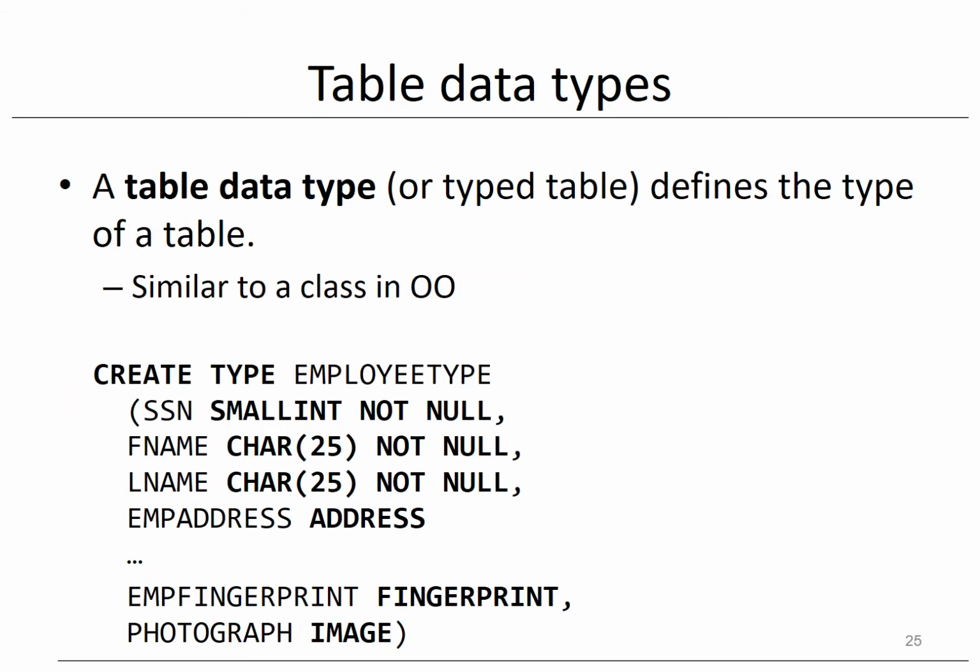A table data type or type table defines the type of a table. This refers to a table definition, much like a class in OO. It can be used to instantiate various tables with the same structure. Consider the example of an employee type as you can see illustrated here.